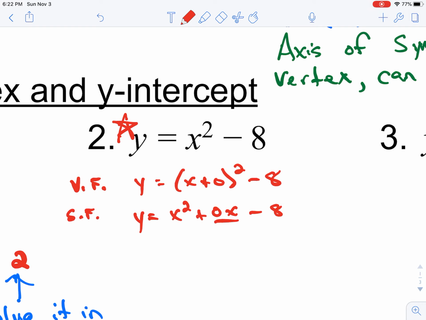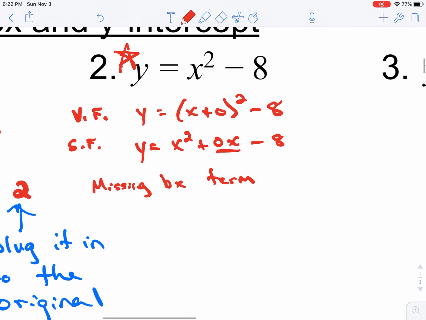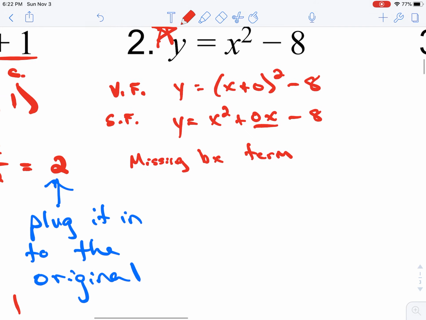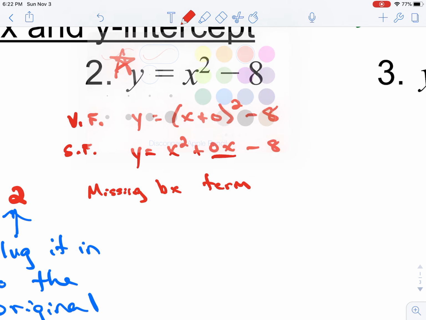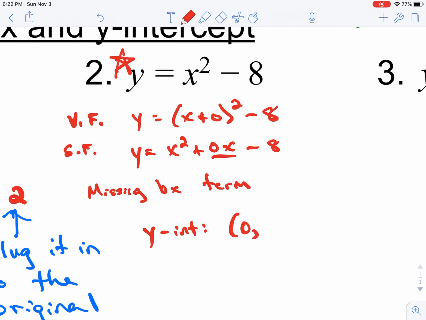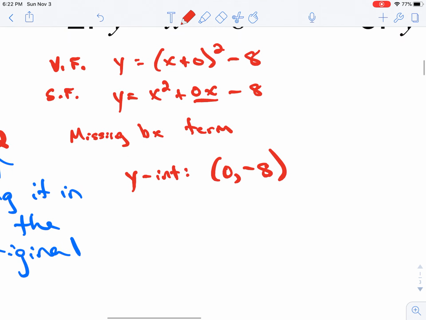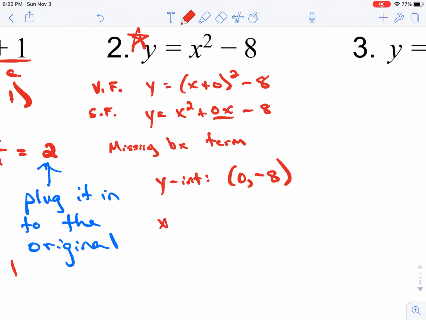The reason why is because it's missing the bx term. Now say you didn't catch that. You could still get everything you got by using the same process as what we used in number 1. So just think about it for a second. The y-intercept would be 0, c, and c is the constant. It's the number by itself. So 0, -8. And the vertex could be found by doing negative b over 2a.